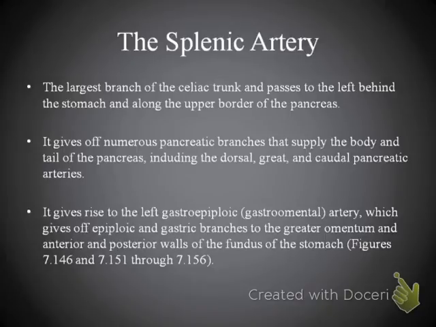Also, the splenic artery is the largest branch of the celiac trunk and passes to the left behind the stomach and along the upper border of the pancreas. It gives off numerous pancreatic branches that supply the body and tail of the pancreas, including the dorsal, great, and caudal pancreatic arteries.